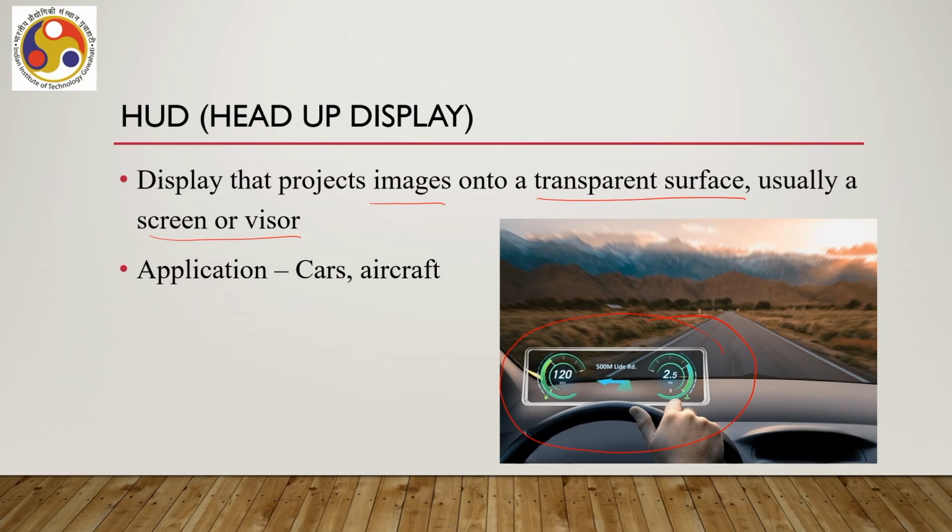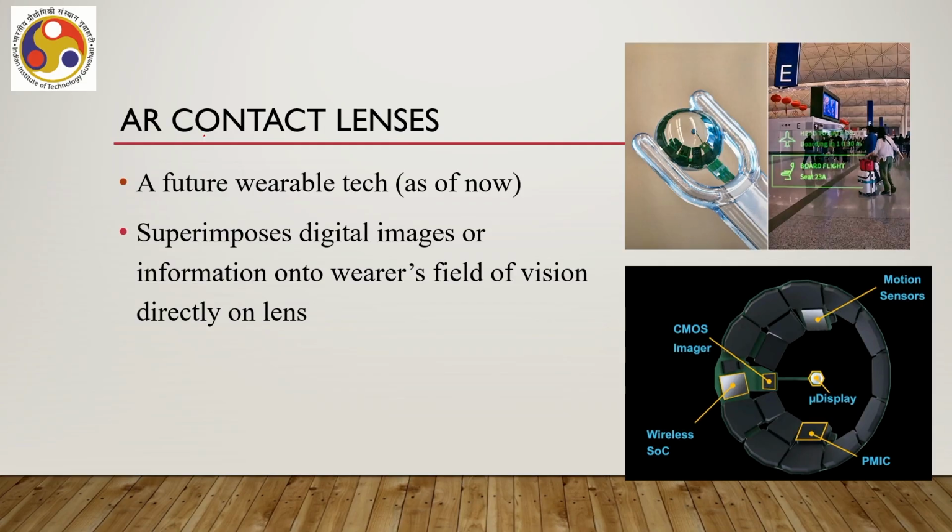However, it may not be as transparent as an ideal transparent surface. So, some border or shades may be visible. They are quite commonly used nowadays in cars and aircraft. A final category that we can talk about, which is still emerging, evolving, is the AR contact lenses.